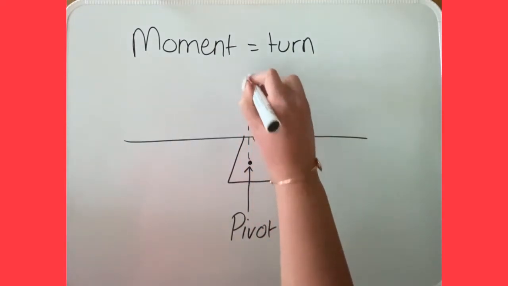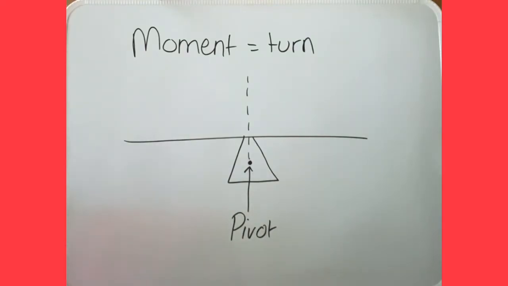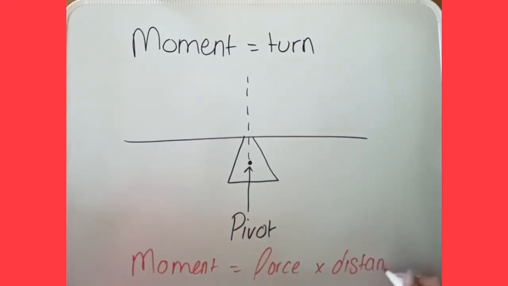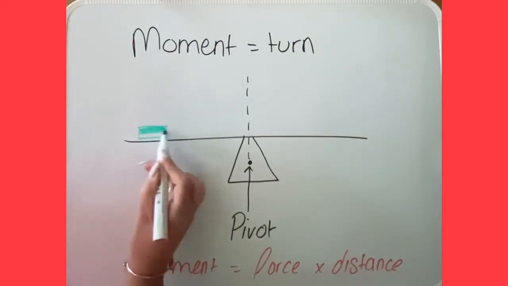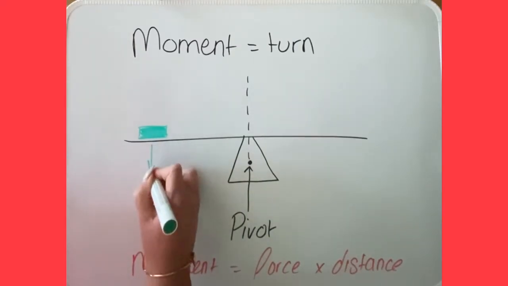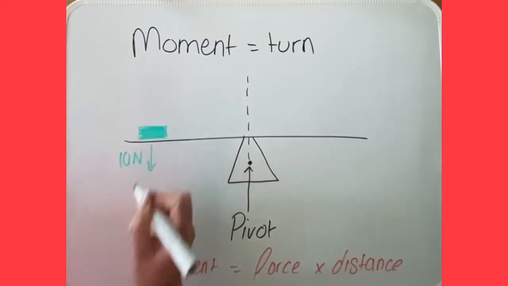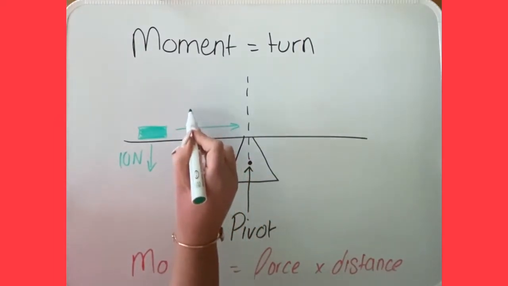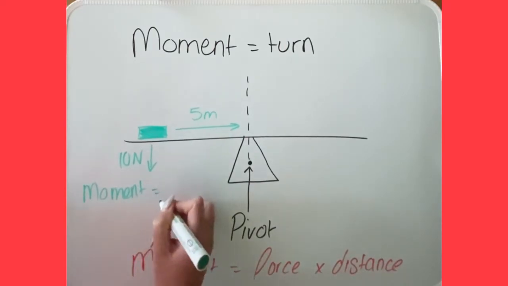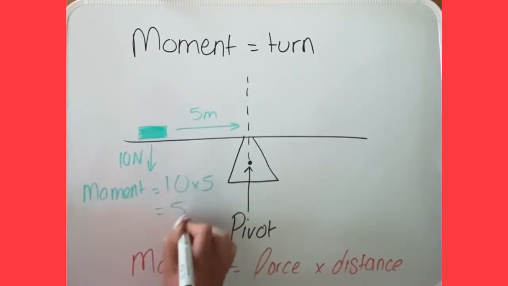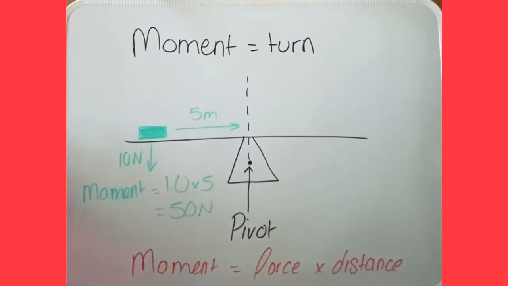Now, before we talk about moment, we need to know its formula. We would calculate moment by multiplying our force in newtons by the distance of an object away from the pivot in metres. In my example here, the object on the left-hand side has a force acting downwards of 10 newtons. And the distance it is away from the pivot is 5 metres. So, we would do 10 multiplied by 5, which would give us 50. Our moment for this would be 50.